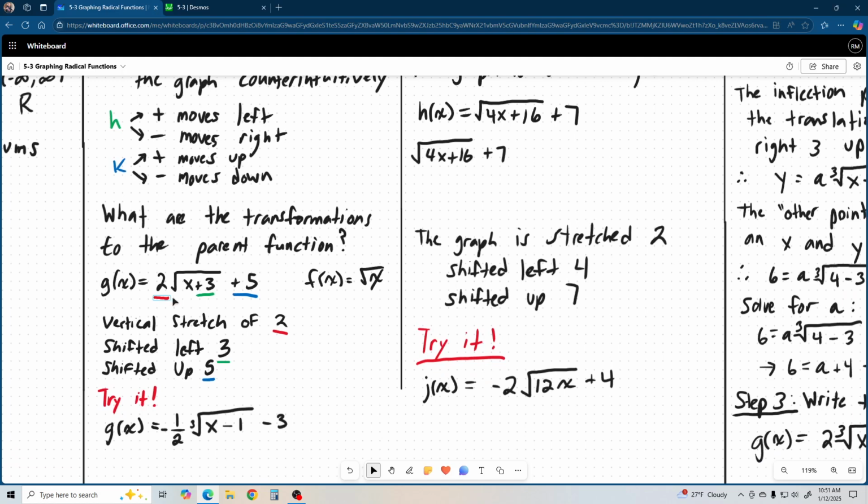And because there's no negative, there's not going to be a reflection, and it's going to be a vertical stretch, right? The 2 makes it a stretch because it's a whole number, and the fact that it's positive means it doesn't reflect, right? And then the 3 in the middle here will actually shift it to the left, and the 5 will shift it up. So these are all the transformations of this graph. Vertical stretch of 2, shifted to the left 3, and shifted up 5.